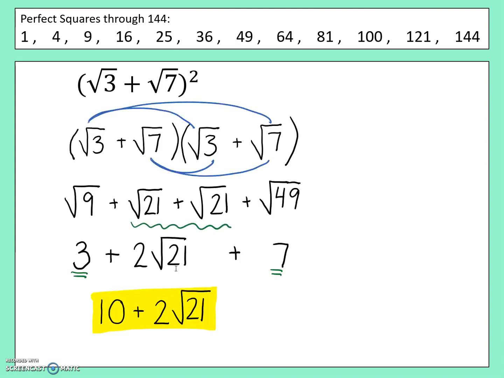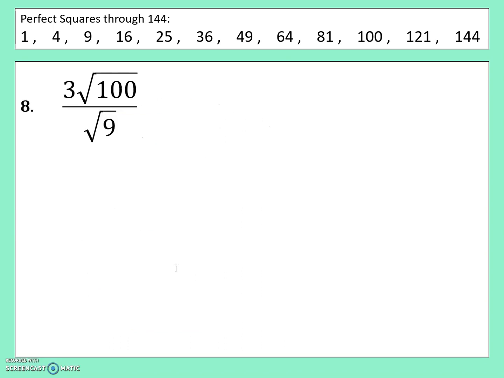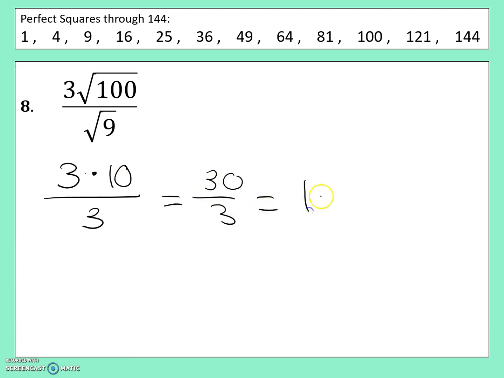And that is the solution, the simplified version. Number 8. I really like it when I see perfect squares underneath the radicals. That means that it'll be pretty easy to simplify. So we're going to keep the 3 on the outside, 3. The square root of 100, it's on our list, it's a perfect square, so the square root of 100 is just 10. Okay, and in our denominator, the square root of 9 is 3. Nice and easy. 3 times 10 is 30. 30 over 3 is 10.